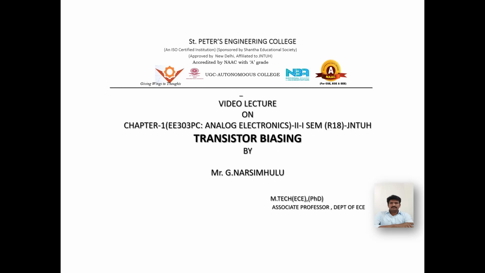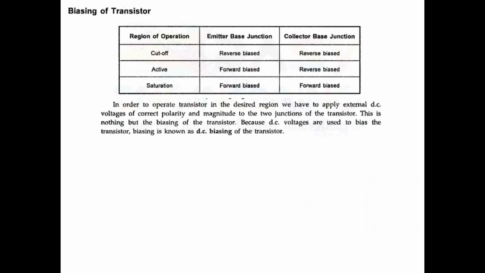Today, we are going to discuss transistor biasing. First, let us know what is the meaning of biasing. Biasing is nothing but applying external DC voltage with proper polarity and magnitude to make the two junctions of the transistor work in an appropriate manner. That is called biasing.